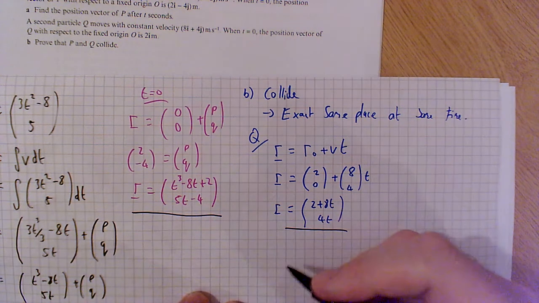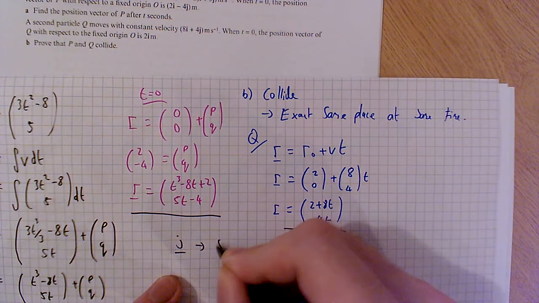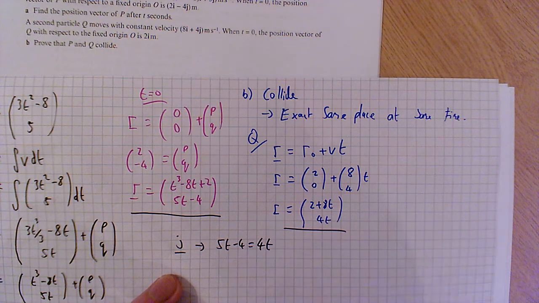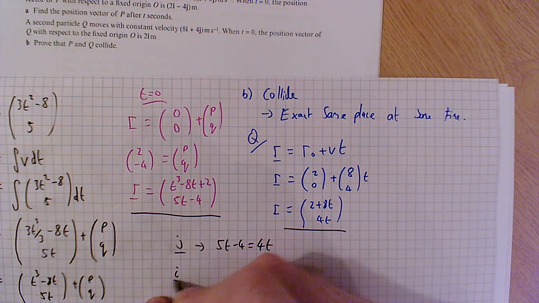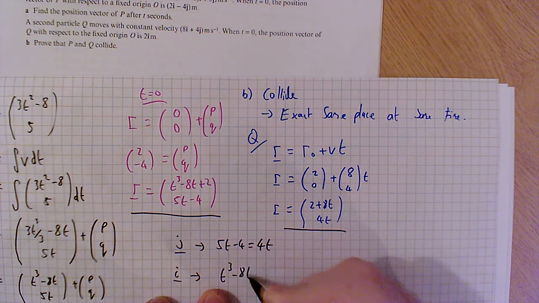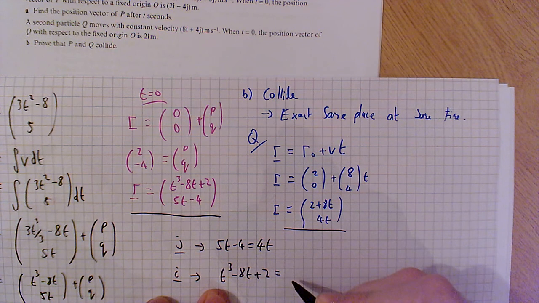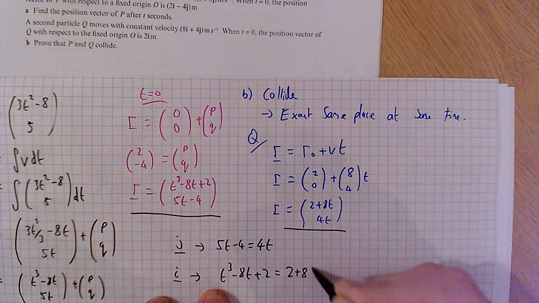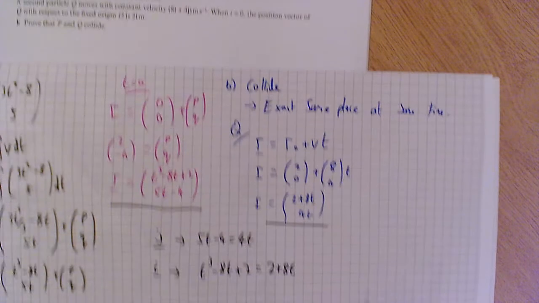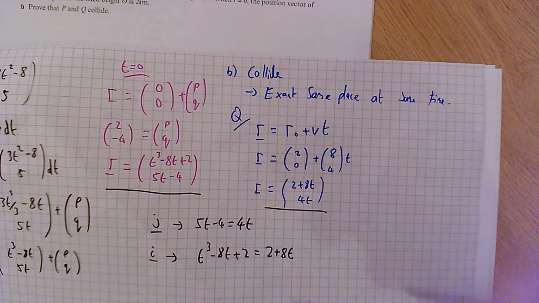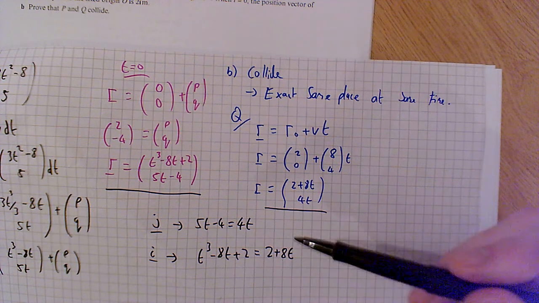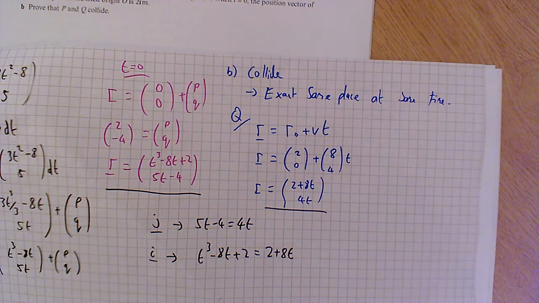So I need, for some value of t, from the j components, for 5t minus 4 to be equal to 4t. And for the i components, we need t cubed minus 8t plus 2 equals 2 plus 8t. Now obviously these are no good if I get two different values of t. I need the i and the j components to produce the same value of t, because that would mean they're in the exact same place at that same time. It's no good knowing that the i components were both equal to 5, but one had j component minus 2 and the other had j component positive 2. They wouldn't collide, would they? They're not in exactly the same place. So let's have a look at solving these two equations.